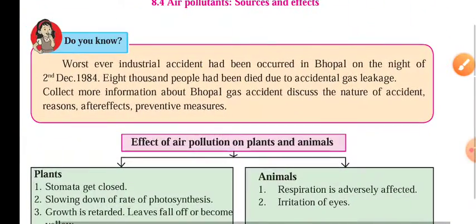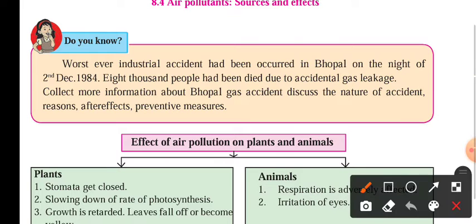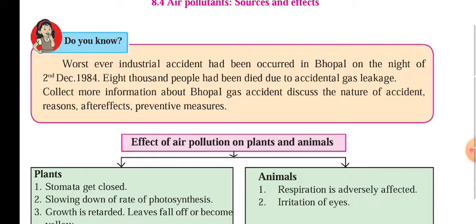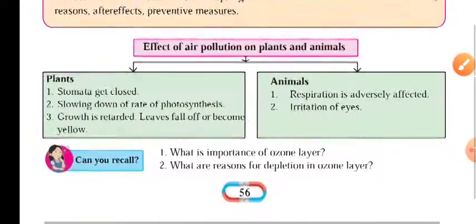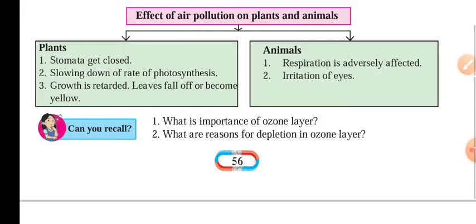The worst ever industrial accident occurred in Bhopal on the night of 2nd December 1984. 8,000 people died due to accidental gas leakage. And this is about our country only, Bhopal in Madhya Pradesh. This is also known as the Bhopal gas tragedy.